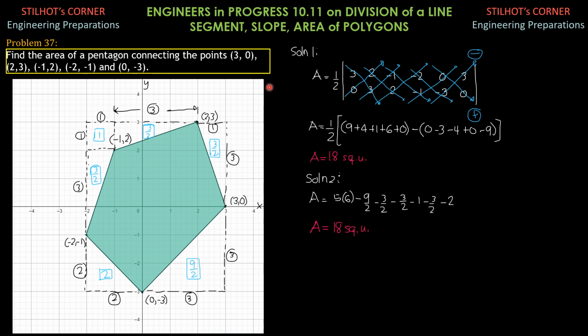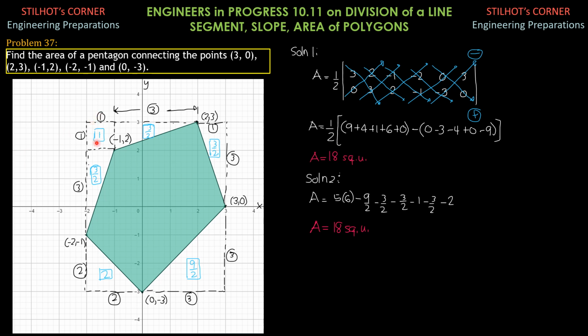So first, using the formula, area is 1/2 absolute value. Remember, the first point is 3, 0, next is 2, 3, next is -1, 2, next is -2, -1, then 0, -3, then back to the original point 3, 0. So area equals 1/2 of quantity 9 plus 4 plus 1, 9 plus 4 plus 1, plus 6 plus 0 minus, so minus in that direction 0, -3, -4, 0, -9. So -7, -9, that's -16, negative of -16 is 16. Then this is 7 plus 4, 11 plus 9, 20, 20 plus 16, 36 divided by 2. So the area is 18 square units.